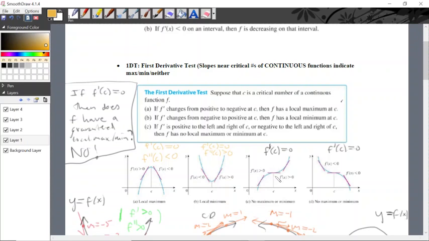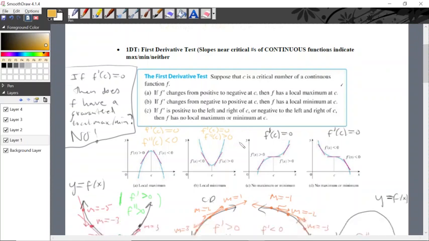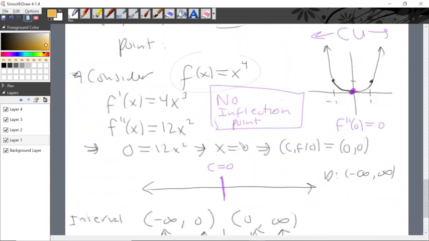Now over here, if the first derivative is equal to 0 at c, and the second derivative also turns out to equal 0, you might have an inflection point. Remember that in order to determine if it's truly an inflection point, we have to check the concavity to the left and the right of that point. That's actually what we need to do. Is it possible for the first derivative to equal 0 and the second derivative to equal 0, but not have an inflection point? Yes. Go back to here.